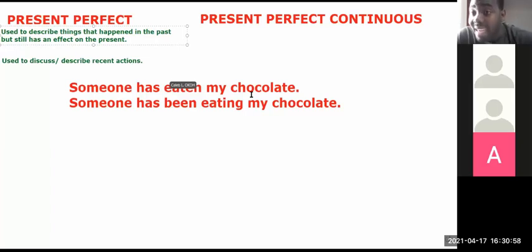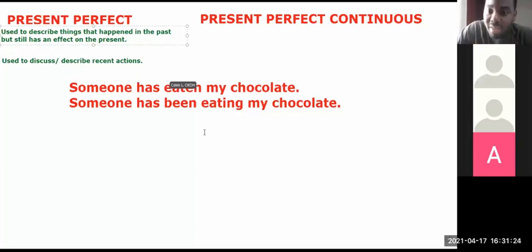On the other hand, someone has been eating my chocolate means a continuous action that started in the past. On Monday, I put my chocolate there. When I came, it was gone. On Tuesday, I put my chocolate there in the fridge. When I came, it was gone. On Wednesday, the same thing happened. On Thursday, the same thing happened. Someone has been eating my chocolate. Every time I go into the fridge, my chocolate is gone. Someone has been doing this over and over again. So take note of the two.